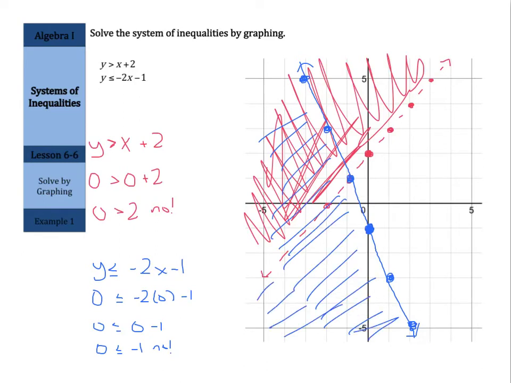Now, to finish, we look for our intersecting points. Where they're both shaded in, you can pretty much see, and we can draw using a different color here. This green area is our solution.